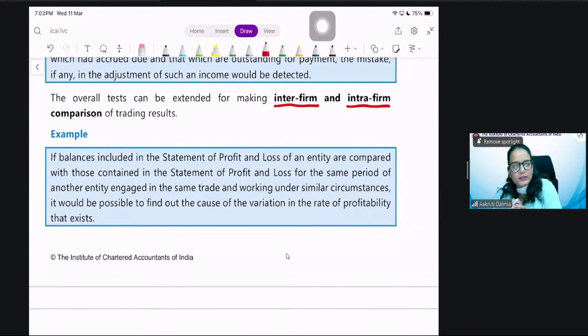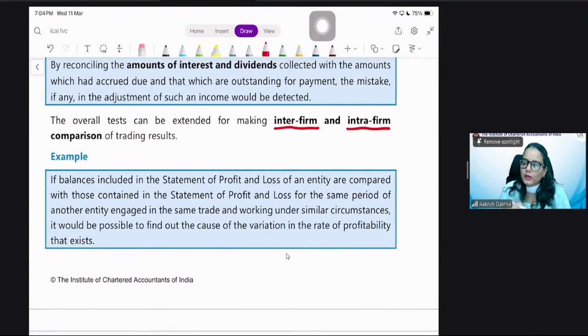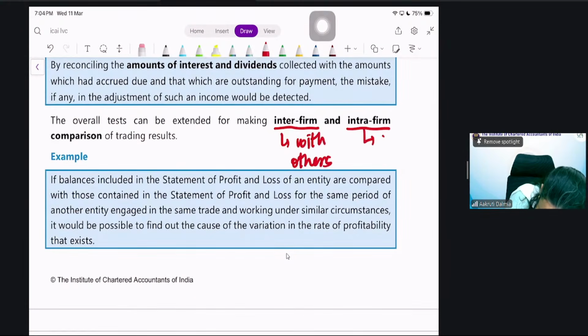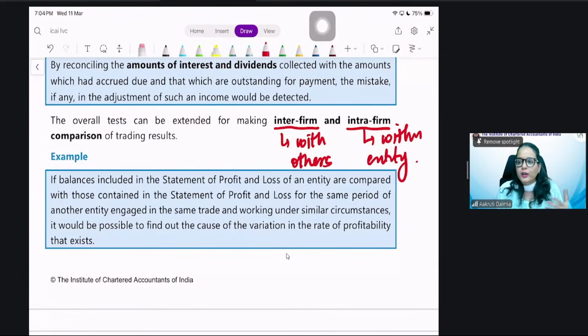Inter means with others, Nikunj has written, and intra means within the entity but with different departments. Inter-firm means between 2 firms, and intra means within same firm. Very good. I think everyone knows. So overall test, we can do inter-firm also and intra-firm also, which means with others. And this is the entity. Within different departments of the entity. So inter means with others and intra means within the entity.